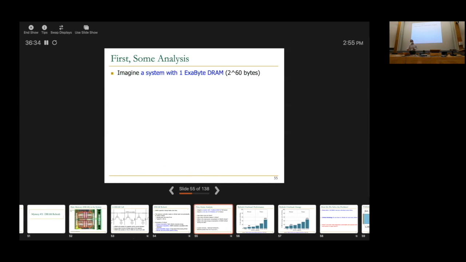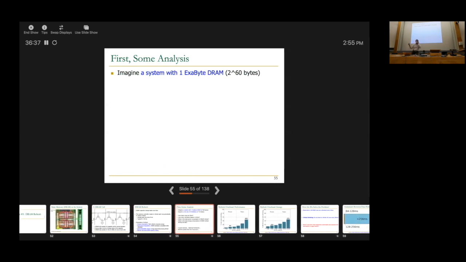Before the data, let me give you an analysis of the problem. I'm not going to do the calculations, but I'm going to pose the problem. Imagine a system with 1 exabyte DRAM. Today we have that, almost, in supercomputers: 2 to the 60 bytes. Assume a row size of 8 kilobytes, 2 to the 13 bytes. How many rows are there? That's an easy question. You divide 2 to the 60 by 2 to the 13, so you get 2 to the 47 rows, right?